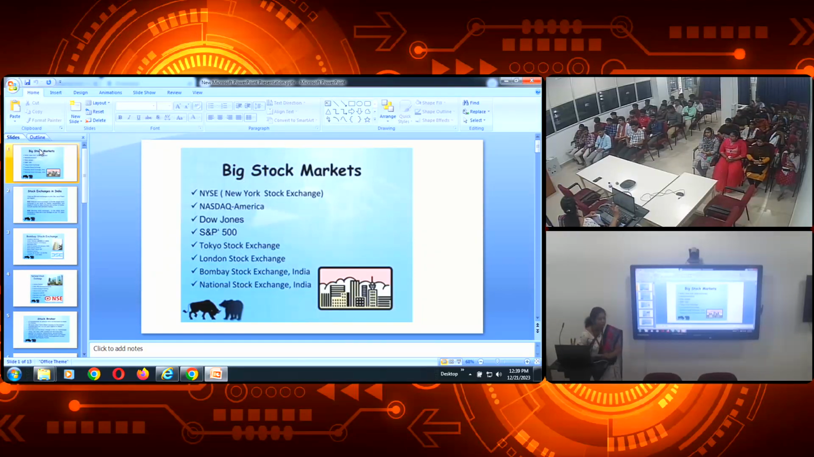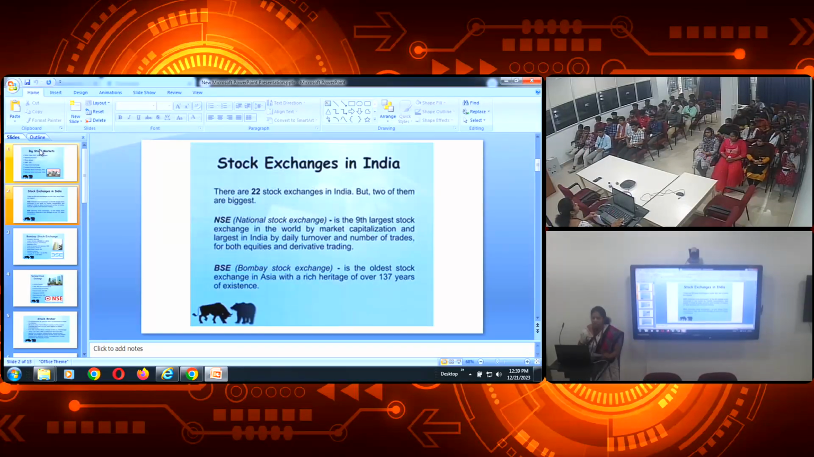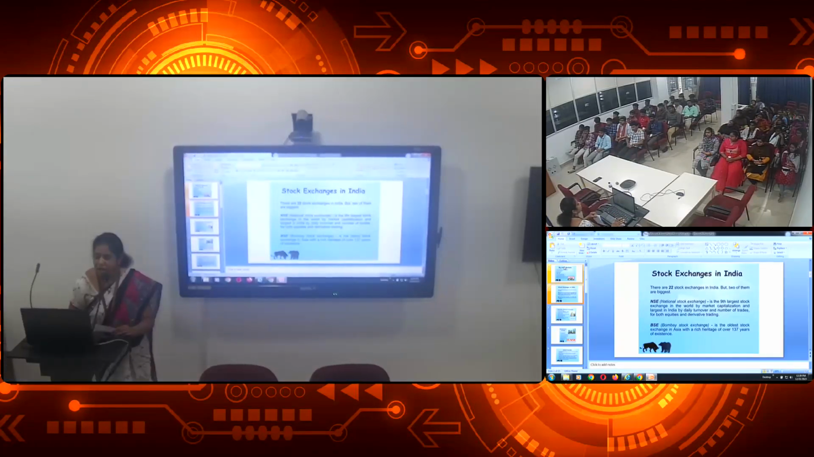In India, there are two biggest stock exchange markets. That is Bombay Stock Exchange, then another one is National Stock Exchange. There are 22 stock exchanges in India, but two of them are the biggest. NSE is the National Stock Exchange, the 9th largest stock exchange in the world by market capitalization and the largest in India by daily turnover and number of traders for both equities and derivative trading. Equity means equity share.